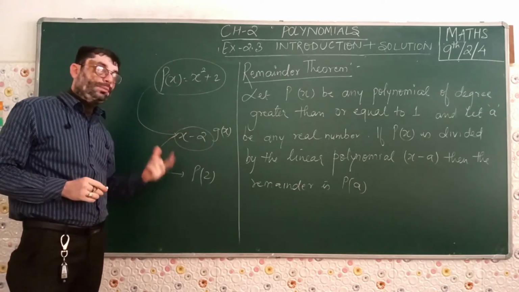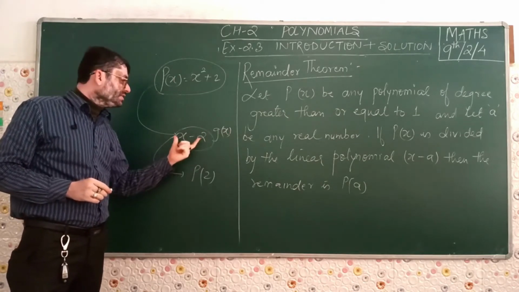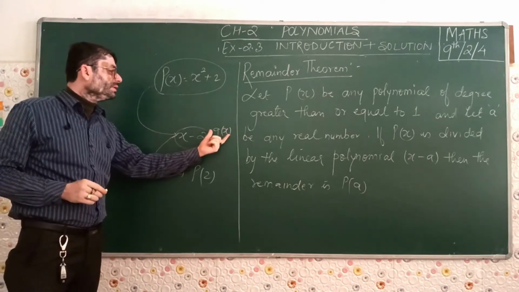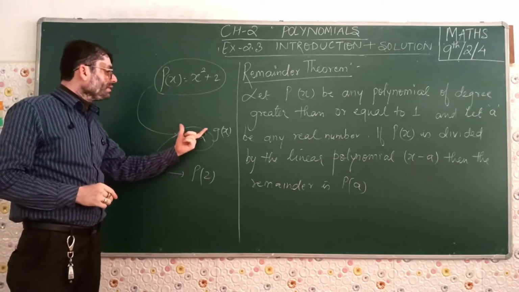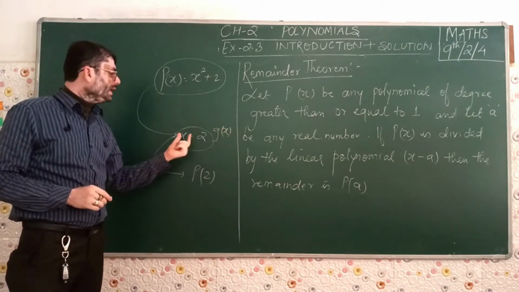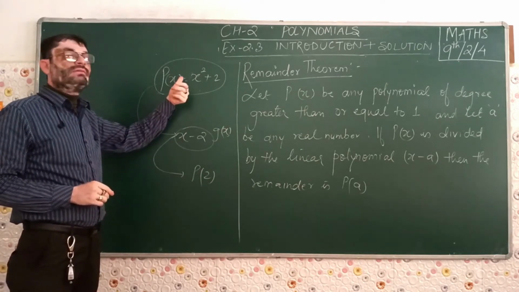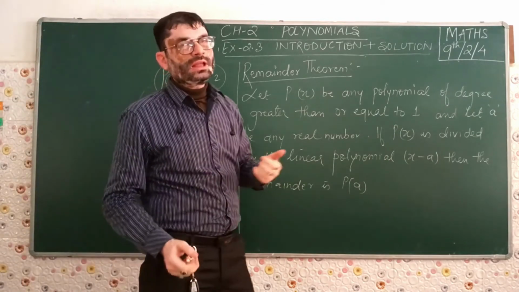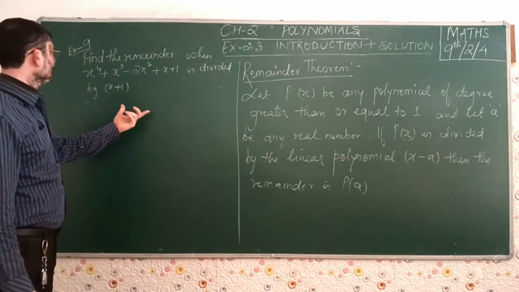We will have to obtain the value of x for which the divisor g of x becomes 0. That means we are looking for the zero of the polynomial g of x. In other words, how can we do that? We can equate g of x to 0 and obtain the value of x. Taking that value of x in the given polynomial, we get the remainder. This would be very clear to you if we move on with an example. The example goes this way.